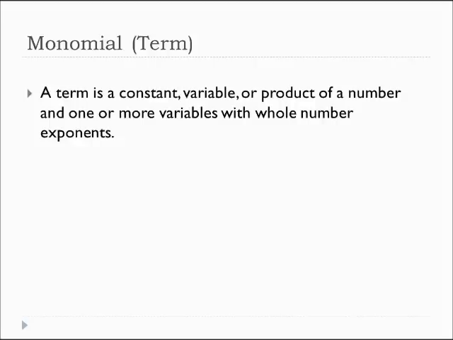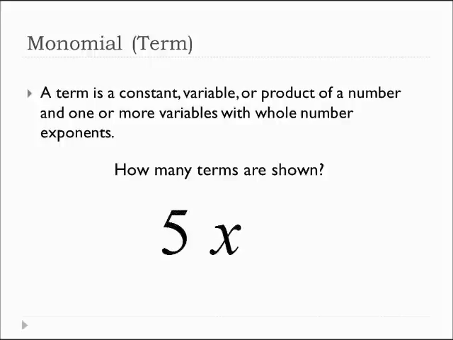First, let's define monomial. A monomial is a single term. You often hear it called a term instead of a monomial. And a monomial is quite simple. It's a constant, so a number, a variable, a letter or symbol, or a product of a number and one or more variables with whole number exponents. Okay, so that's all it is. And so if we look at the following, we can determine how many terms there are. How many terms does this show?